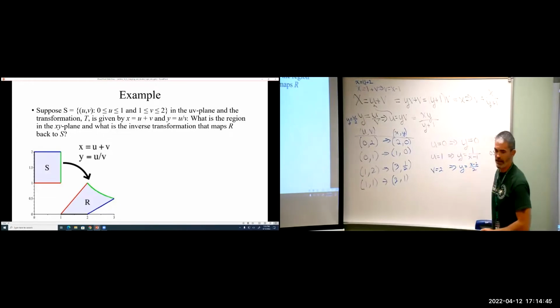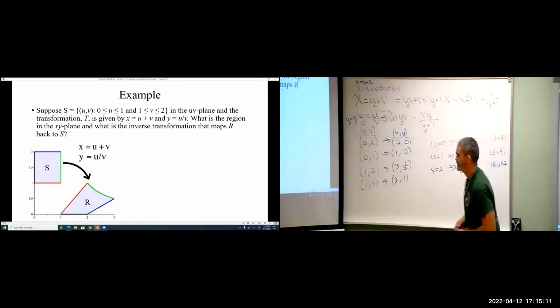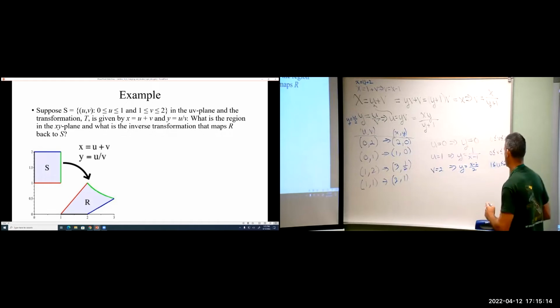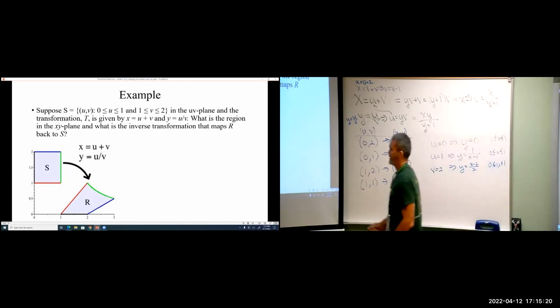So something linear with a slope of a half and a y-intercept of -1. Now this is going on as u goes from 0 to 1. u's going from 0 to 1. So as u goes from 0 to 1, x is going from 2 to 3.